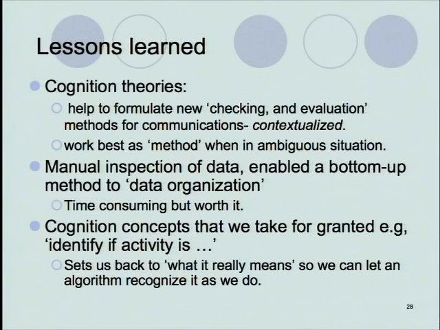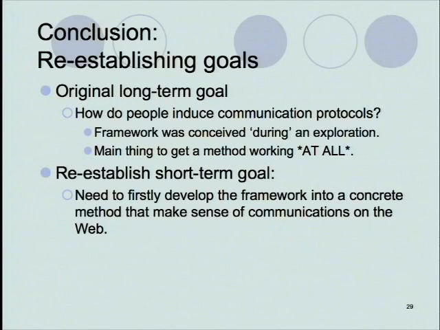by using activity states. Another most important thing is that now we have here a guideline, and the cognition concepts that we sort of take for granted, like, okay, identify if the activity present is the same as previous, but how do you let a program do that? I mean, for us, we have the semantics and we understand, but how do you let an algorithm recognize it just as we do?